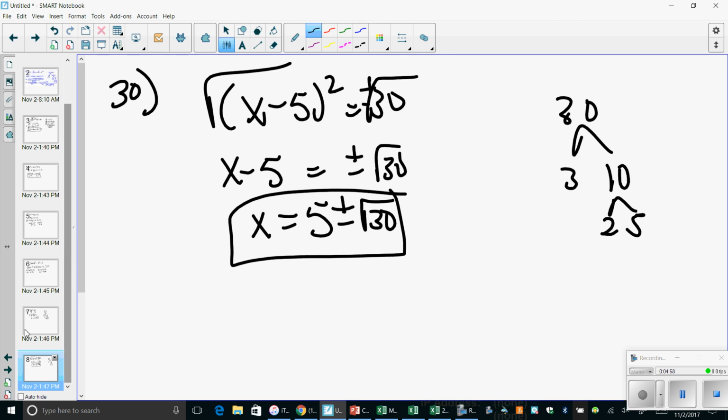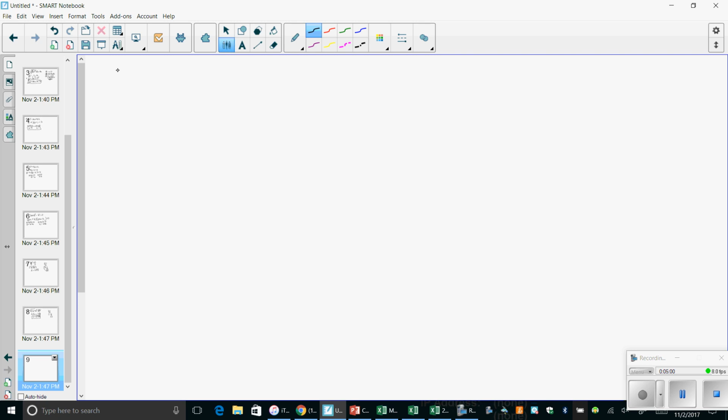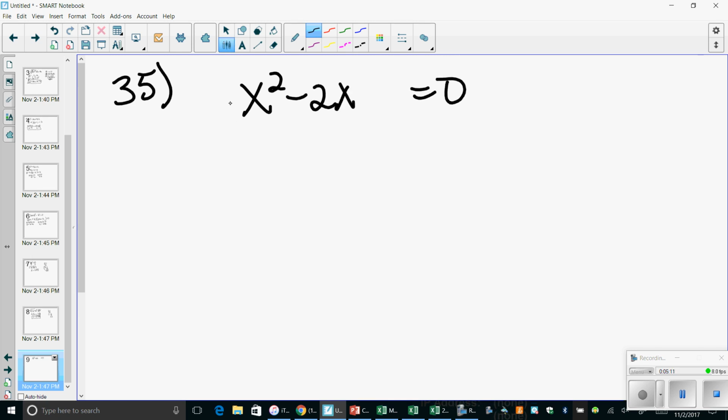35 wants us to solve by completing the square. I did put a video on your Google Classroom. If you're having trouble with completing the square, you may want to look back at that video. It's x squared minus 2x is equal to 0. First step is to make sure the leading coefficient is equal to 1, which it is. Second step is move any constants to the other side. There's not any constants to move, so I can skip that step.